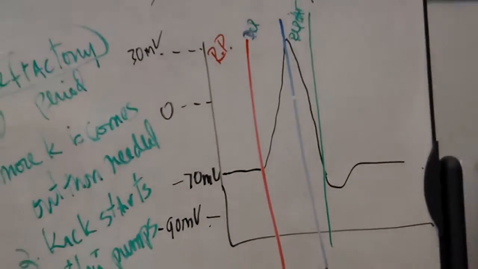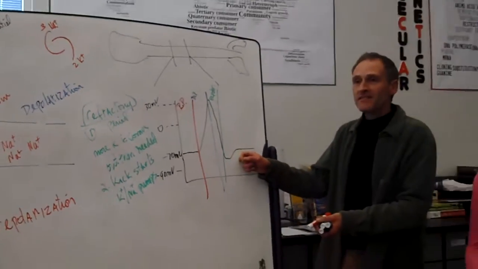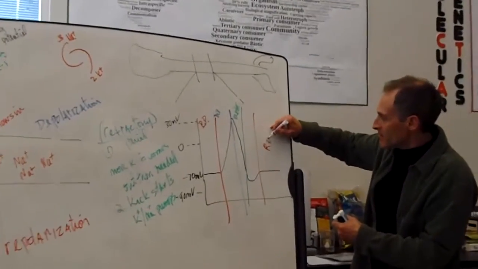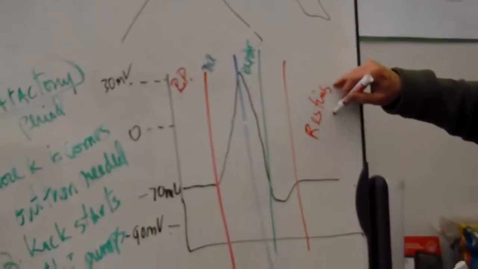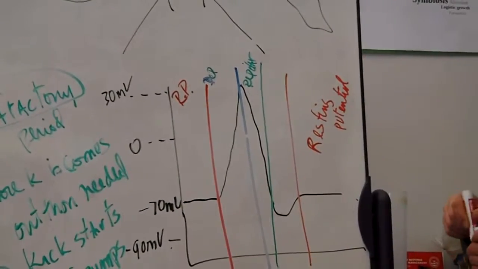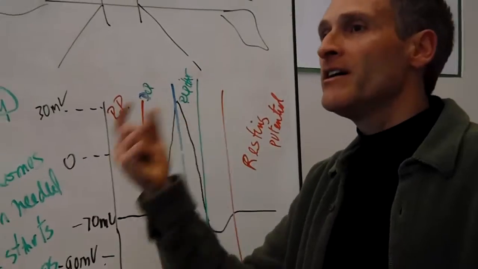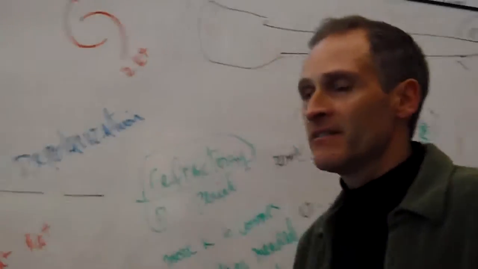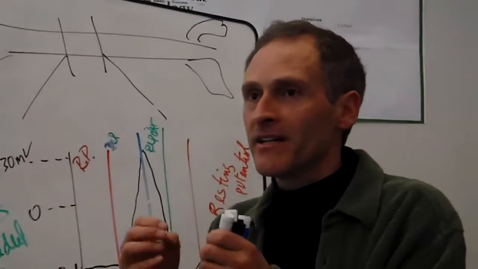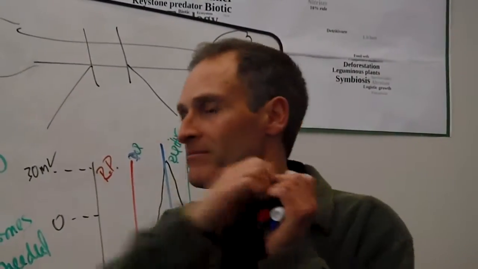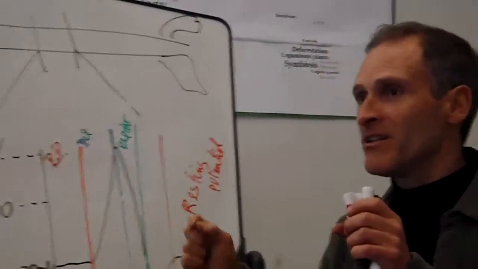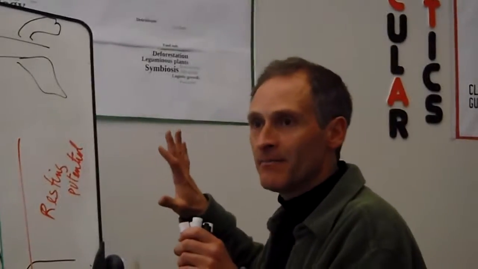Okay, once that is done, you are at the resting potential again. So this is resting potential. And by the way, this is an all or none type of signal. Once you get this impulse going, it doesn't stop. Once you get it started, there's no turning back. So this is all or none. Either it happens or it doesn't. And once it happens, it goes through this every single time.